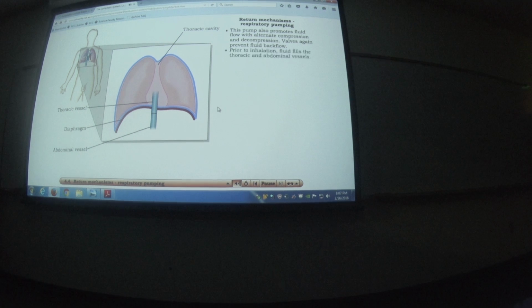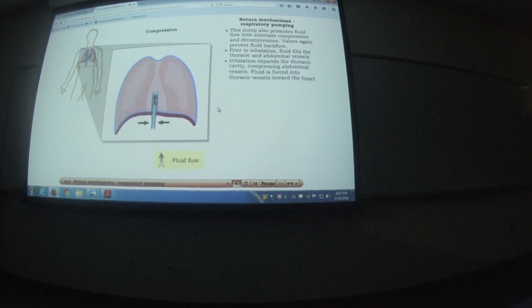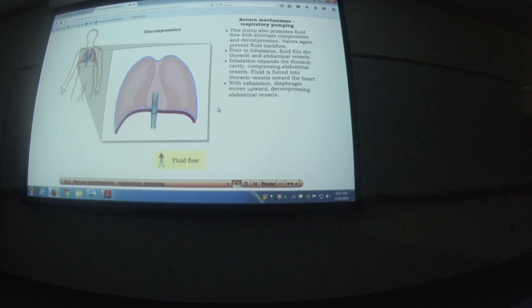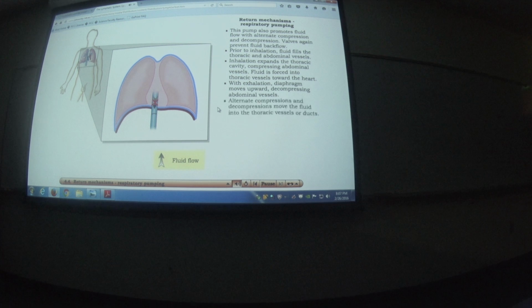Before inhalation, fluid fills the thoracic and abdominal vessels. Inhalation expands the thoracic cavity, forcing the diaphragm down and compressing abdominal vessels. Fluid is pushed toward the heart. The diaphragm returns upward during exhalation, decompressing abdominal vessels. Alternate compressions and decompressions move the fluid into the thoracic vessels or ducts.